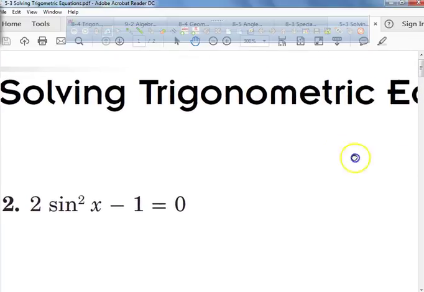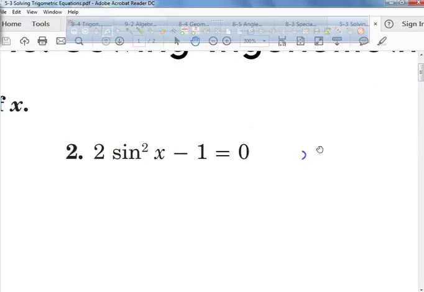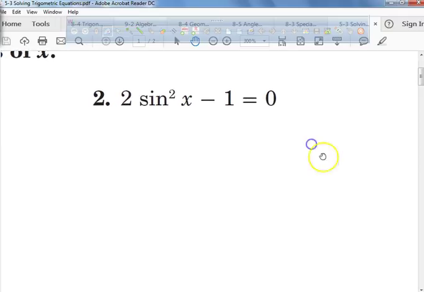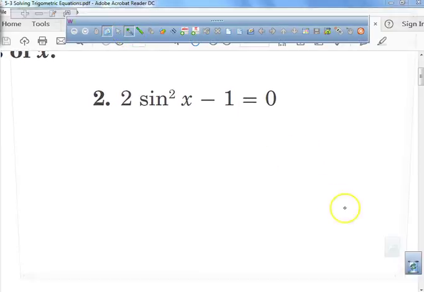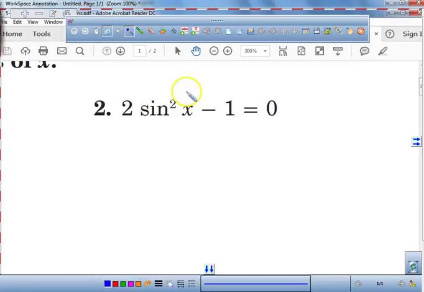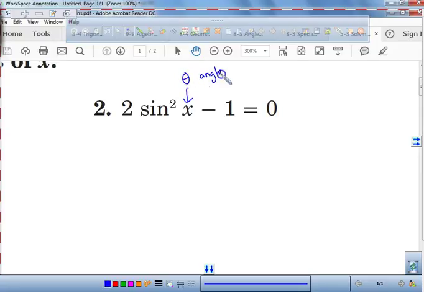All right, today we're going to be solving trigonometric equations. So right here, we're going to look at problem number 2. We're going to work it out in our journal. When you're solving trigonometric equations, if it says x, I want you to understand this basically means theta, which represents the measure of an angle. Okay, that's what theta represents.